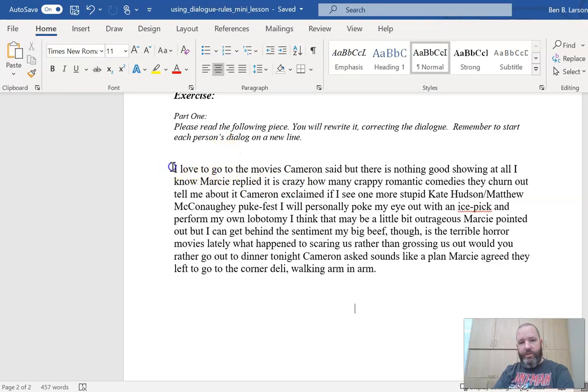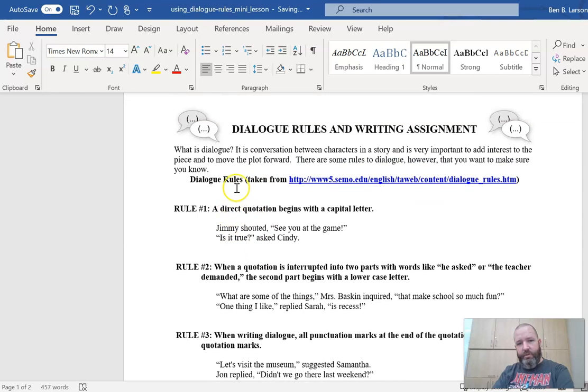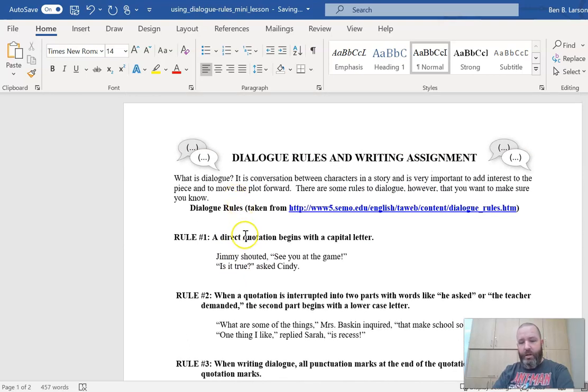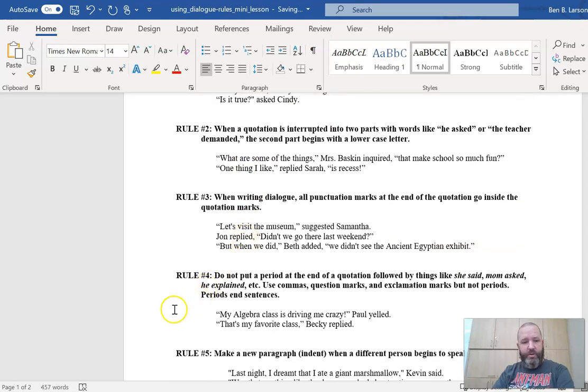So you're going to practice. So you would need to put a quotation mark here. Okay, that kind of thing. So you're going to fix this paragraph as a practice using all the rules that we just said. Okay? We'll talk about that in class to make sure everybody's on the right page.